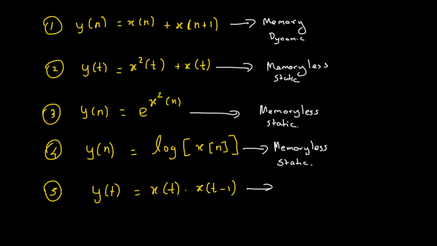And here, if you notice, we have the present and at the same time we have the past as well. Since we have some memory, it is still considered a memory system, dynamic. And that's how we categorize whether a system is memory or memoryless.